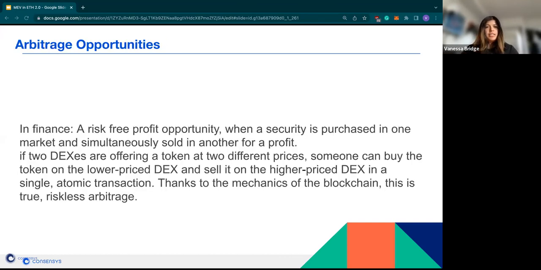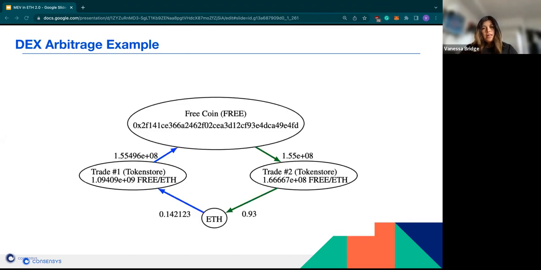So just to give some context, arbitrage opportunities is something that is usually called in finance when you have a risk-free profit opportunity. So as I mentioned, if you see two decentralized exchanges listing a token with different prices, you can buy low in one and sell it higher in the other one, and thus creating this sort of risk-free profit because you know you're certain to get this. And so this is just an example to illustrate it.